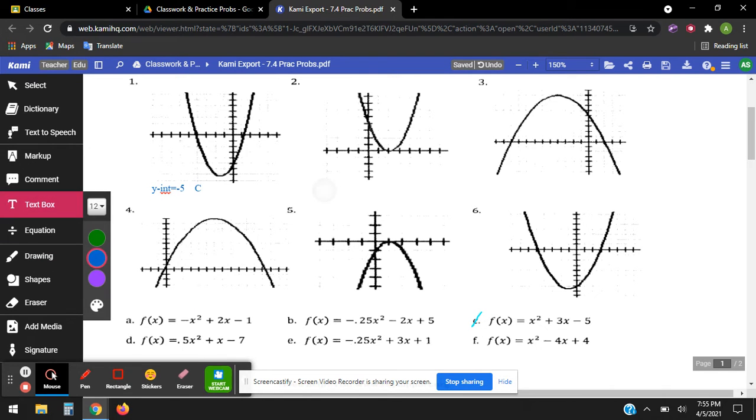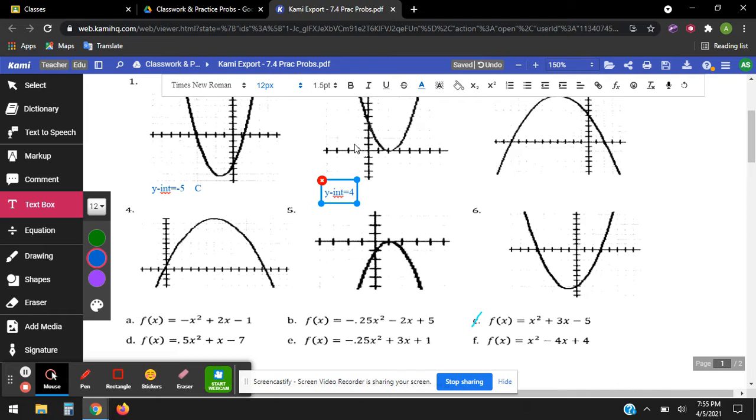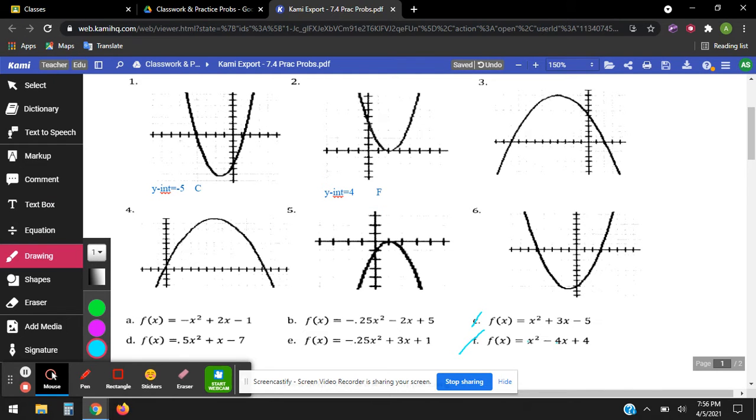All right. So now for this one, y-intercept is 1, 2, 3, 4. My y-intercept equals +4. So which one of these has a +4 at the end? F does. Graph must be F. So if I plug in 0, all of these cancel out, leaving me just +4. Okay.